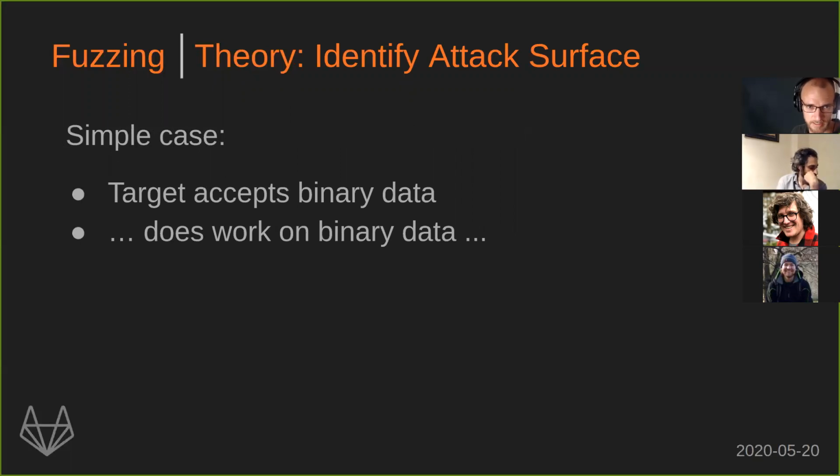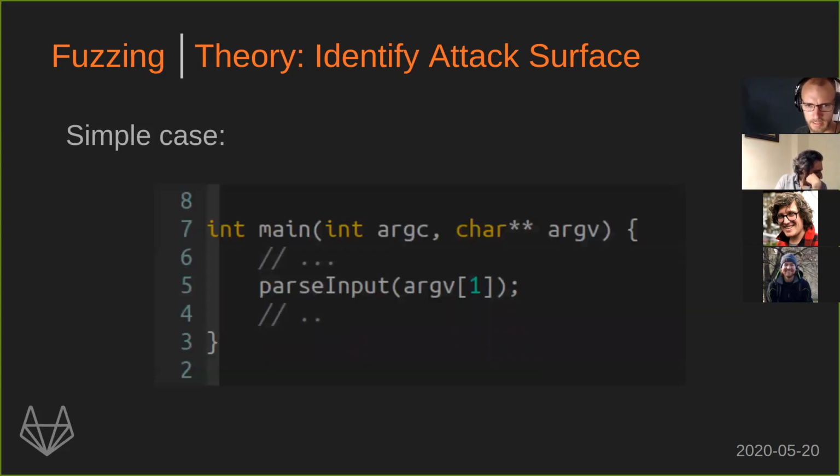So in a simple case, you will have a target that accepts binary data and processes the data. That is the simplest to work with as far as fuzzing goes. And test cases or target programs may look something as simple as this. They could be a library that parses data, say like ffmpeg or an image parsing library, or something that works with fonts.